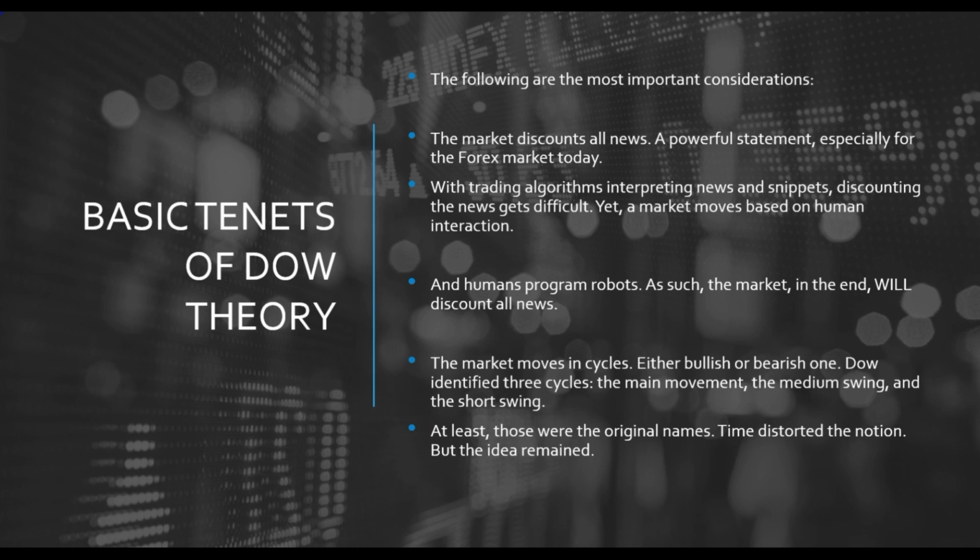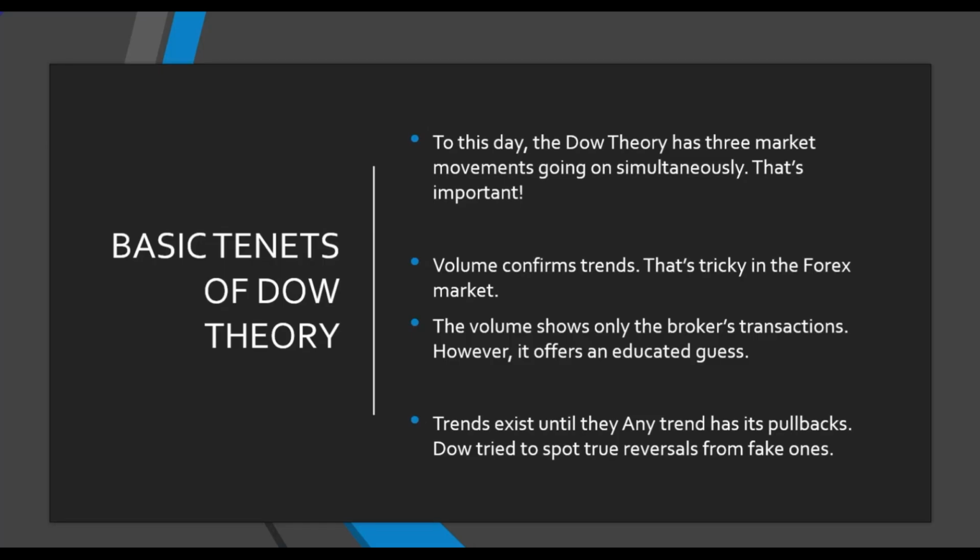And the market moves in cycles, either bullish or bearish ones. Dow identified three cycles: the main movement, the medium term, and the swing term. All of those are the original names. Time has distorted this notion somewhat, but the idea remains. We still have short-term, long-term, and intermediary term trends. To this day, the Dow theory has three market movements going on simultaneously, and volume confirms trends.